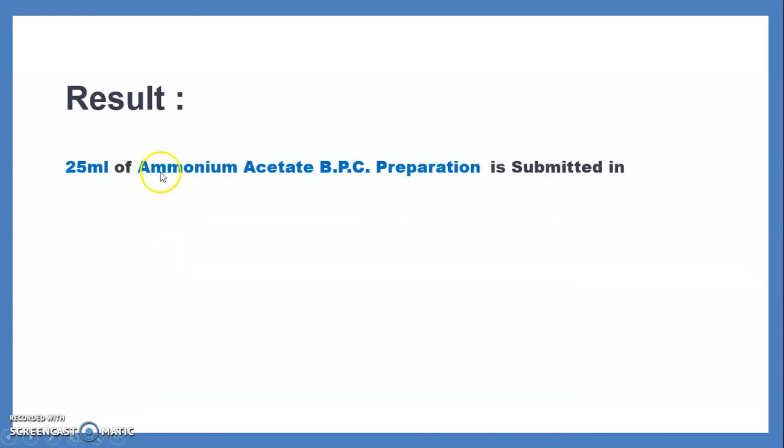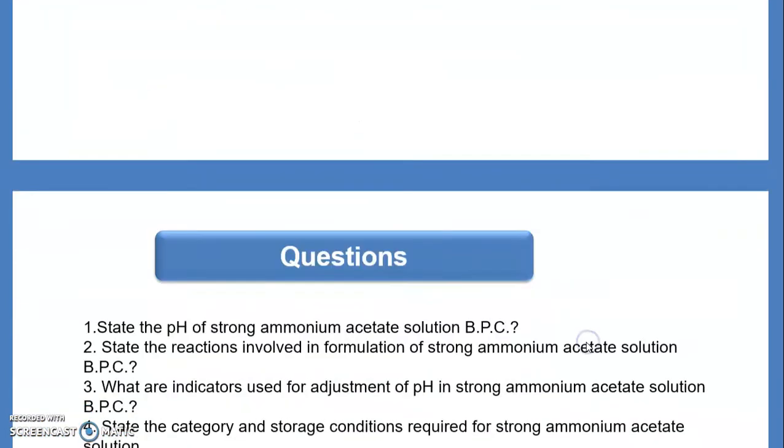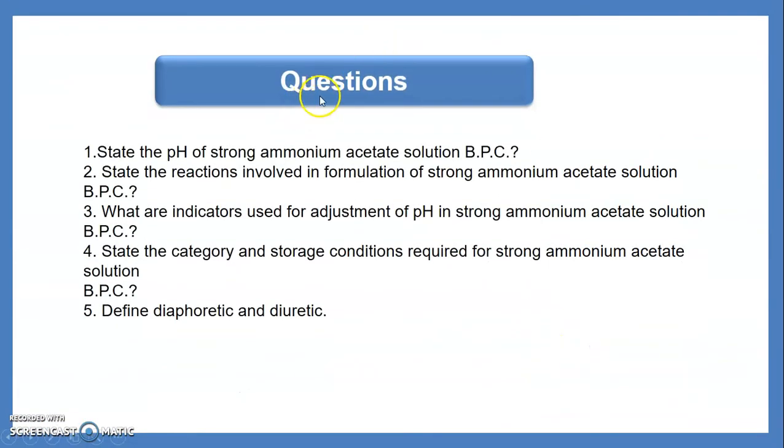Then we move towards the final segment of our experiment, that is the result. The result should be written as our product's or preparation's quantity, name and storage condition. 25 ml of ammonium acetate solution BPC preparation is submitted, preserved in a lead-free container with a lid, labeled. Then we move toward the question-answer session. In this session: state the pH of the strong ammonium acetate solution. The pH is between 7 to 8.